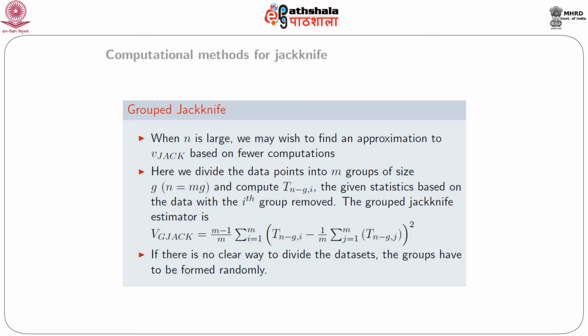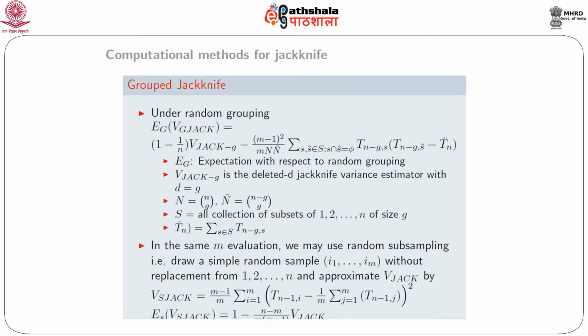The question is how to divide the data, and if there is no clear way to divide the data set, the groups have to be formed randomly. If this is done, the expectation under random grouping, E_G of V_GJack, is (1 - 1/m) V_Jack minus ((m-1)^2 / (m n^2)) times the summation over all pairs of T_{n-g,s} minus T_n bar, where s tilde belongs to S and s intersection s tilde is phi. So, there are no common elements, and E_G means that the expectation is taken with respect to the random grouping.